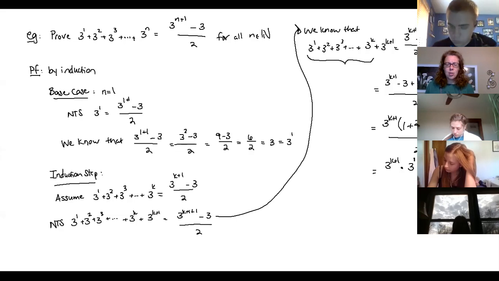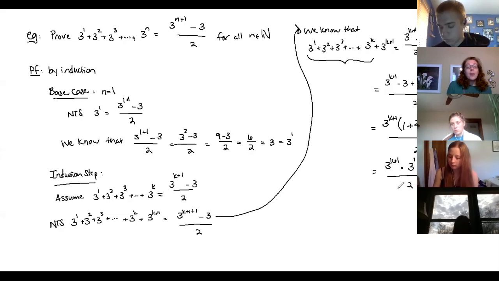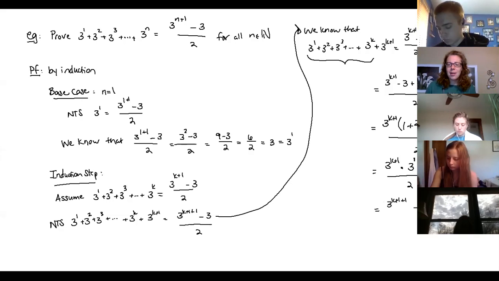I'm going to write that as 3 to the first, just to make my next step even more obvious. 1 plus 2 is obviously equal to 3. We've got a minus 3, and then we've got over 2. And then when you are multiplying, you get to add exponents, which is great because this is going to let us end up where we want to be. So this is 3 to the k plus 1 minus 3 over 2. That's good. That's the right-hand side of our need to show.